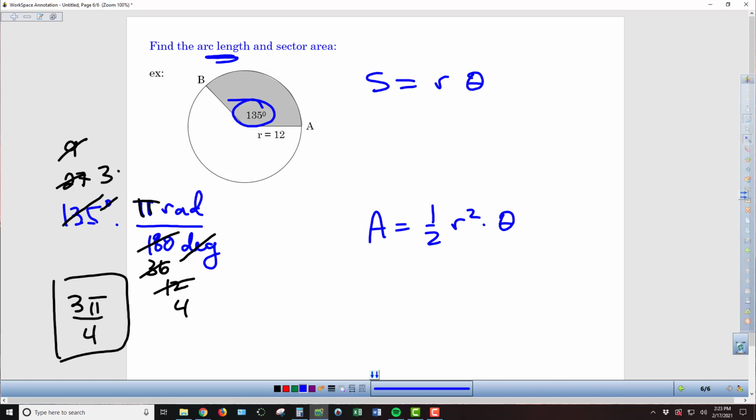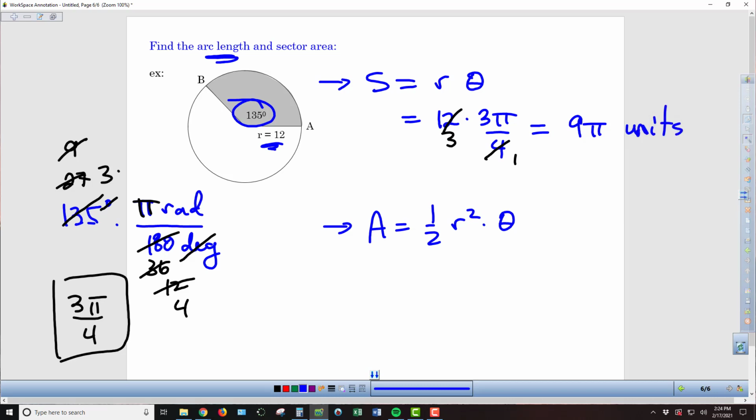So now I'm ready to jump to my arc length and area equations. And again, we'll leave our answer in terms of pi in both these cases. So my radius is 12 times 3 pi over 4, my radian measure. So if I do a little cross-canceling reducing, I've got 1 and 3. So if I multiply 3 times 3 pi, I get 9 pi. And this would be a length measurement. So this would be in inches or feet, or since we don't have a label, we'll just put units, just so that we remember that it is a length.